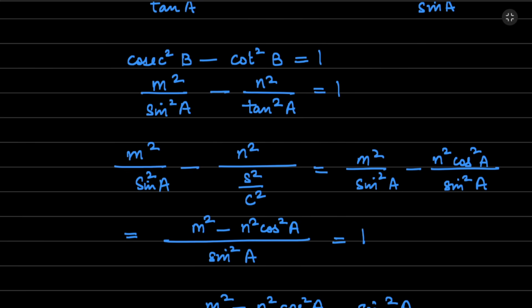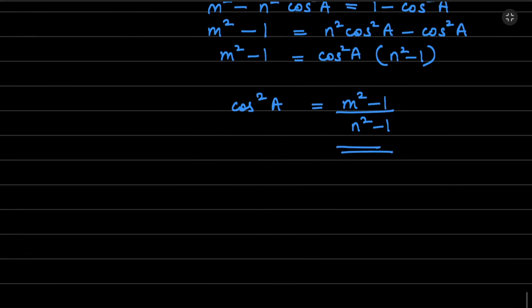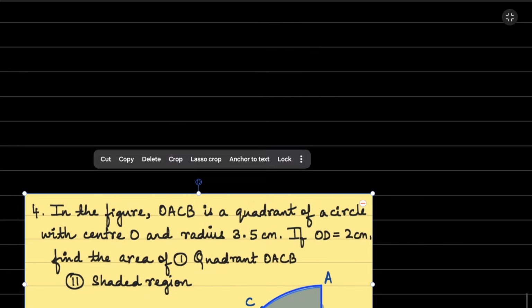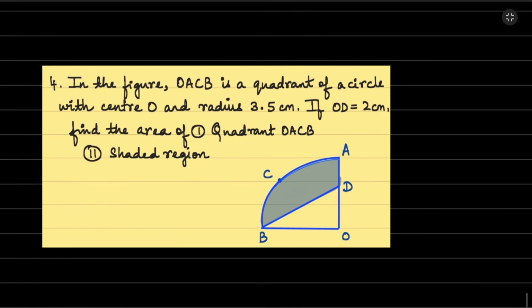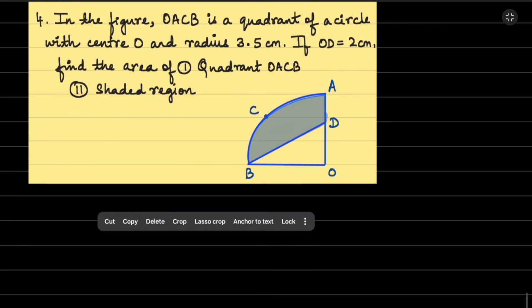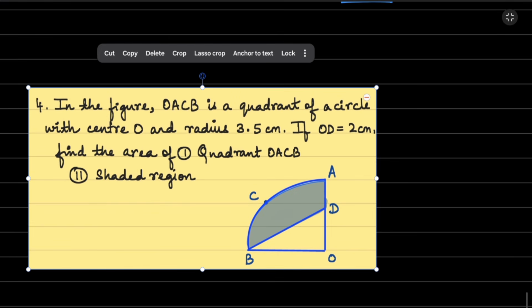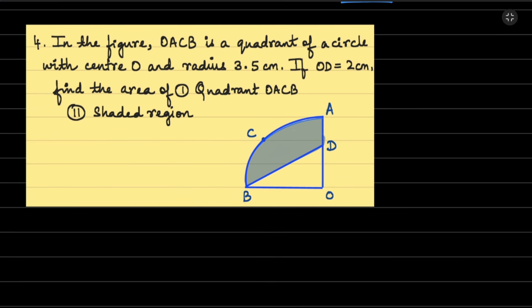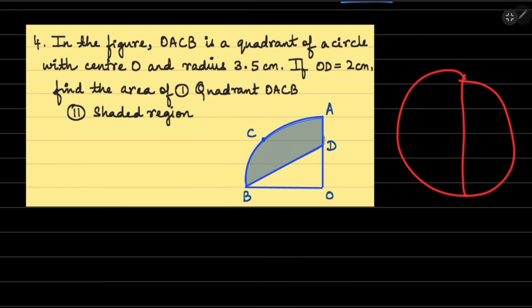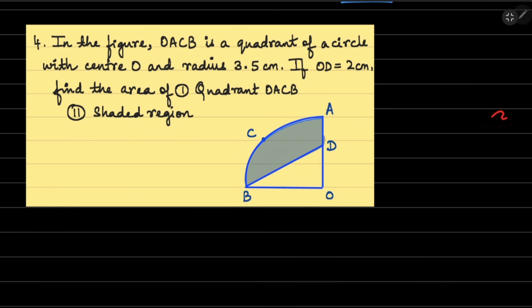Now, let's do one more question. In the figure, you are given OACB. Listen carefully. In an entire circle, when you divide it equally into 4 quadrants, each is 1/4 of a circle. So OACB is a quadrant of a circle with center O.